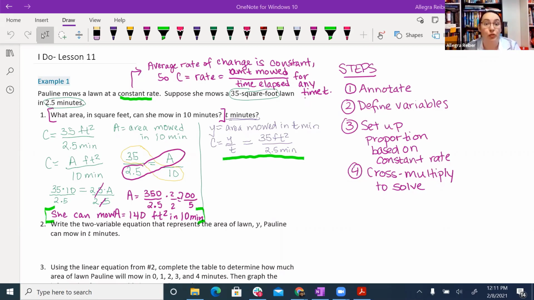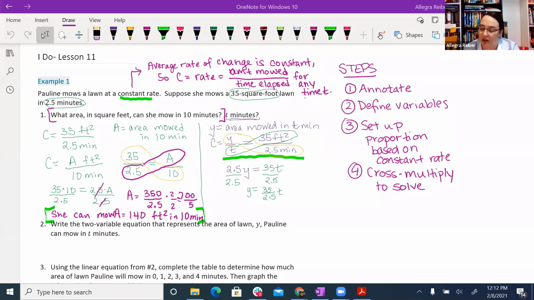Our next step now is to do the cross multiplication. Cross multiplying here, 2 5/10 y equals the denominator from the left times the numerator from the right. So 35t. And now by dividing both sides of the equation by 2 5/10, I get an expression for how much has been mowed in t minutes.